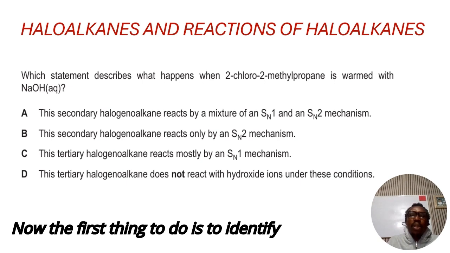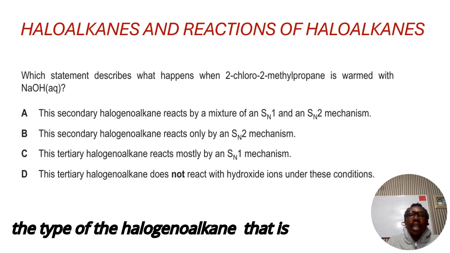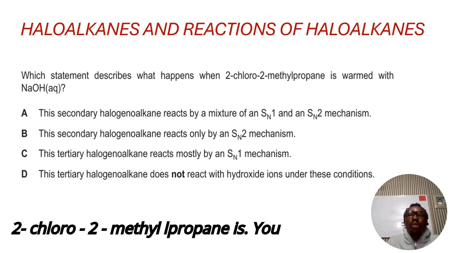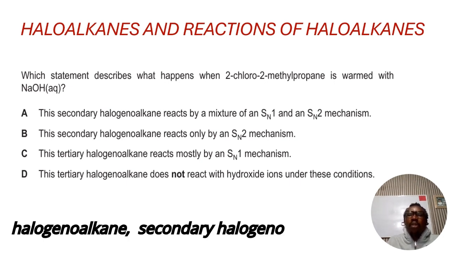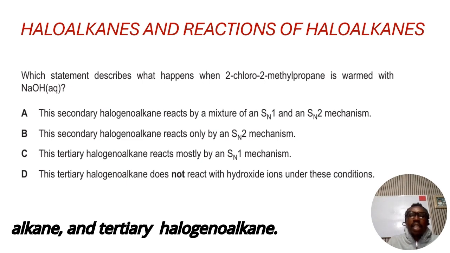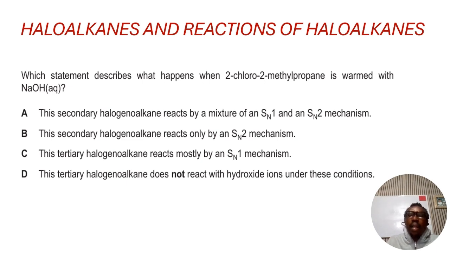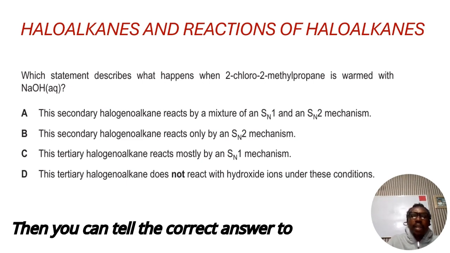Now, the first thing to do is to identify the type of halogenoalkane that 2-chloro-2-methylpropane is. You know, we have three types of halogenoalkane. We have the primary halogenoalkane, secondary halogenoalkane, and tertiary halogenoalkane. Then you can tell the correct answer to this question.